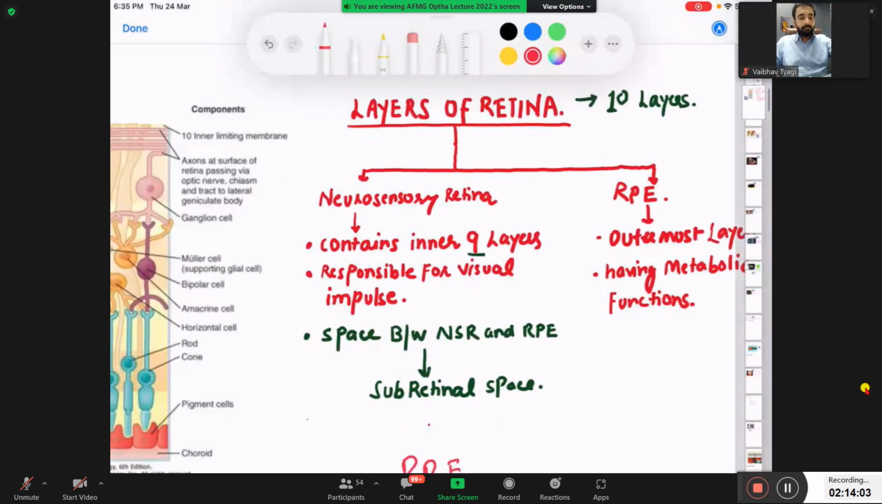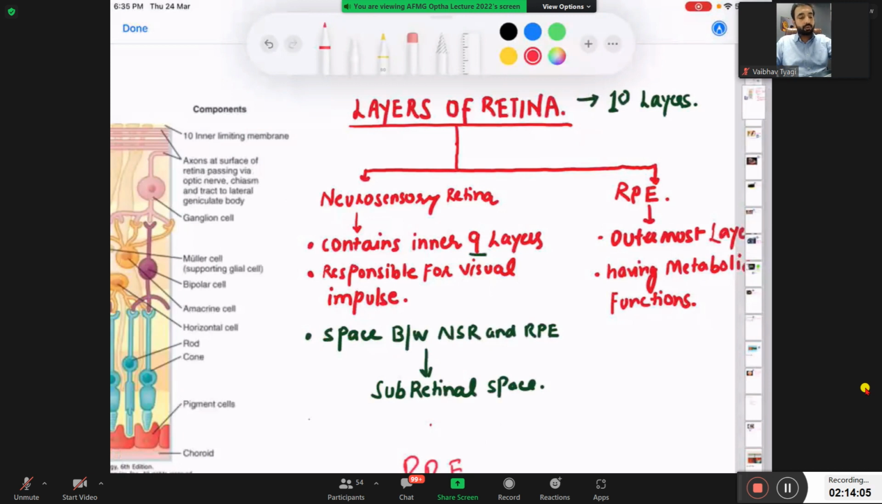And the rest of the 9 layers of retina, we divide it as neurosensory retina. 9 layers of retina are called as neurosensory retina. And there is a space. Write down this important point, important question. The space between neurosensory retina and the RPE is called subretinal space.